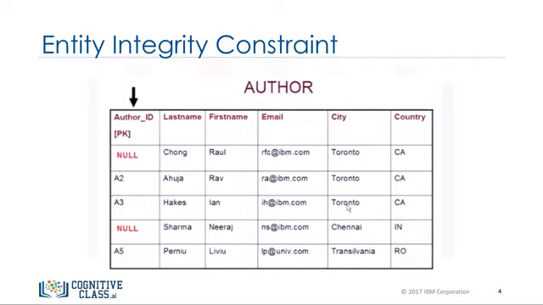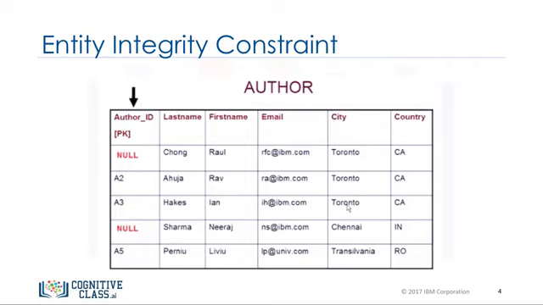The entity integrity constraint states that no attribute participating in the primary key of a relation is allowed to accept null values. The value null indicates that the value is unknown. In the entity integrity constraint, the primary key cannot have an unknown value. For example, in the relation author, author_ID is the primary key. The primary key identifies each tuple in the relation.